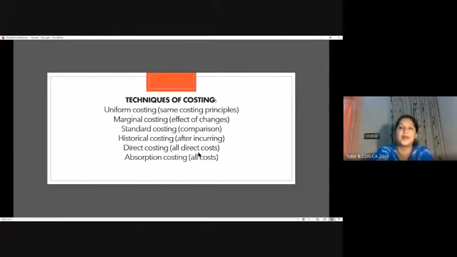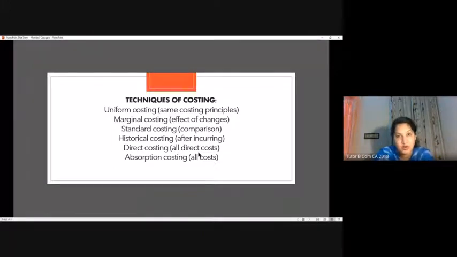It is more or less like budget control. Setting a budget is a standard, and deviations are taken care of when we go away from the budgeted figures, right? Then historical costing is nothing but you take care of the cost only after it's been incurred. Here, based on the past performance, you plan for your future.